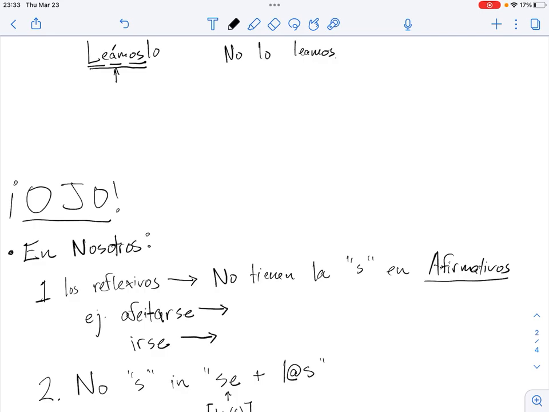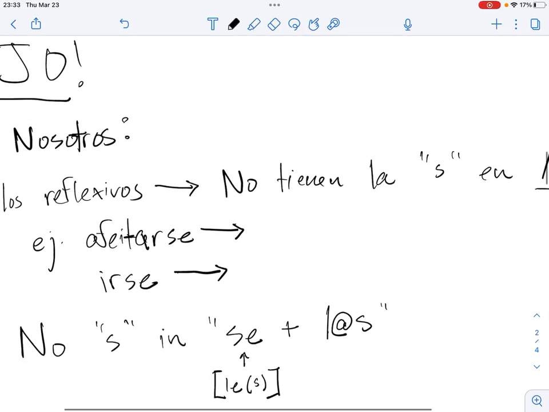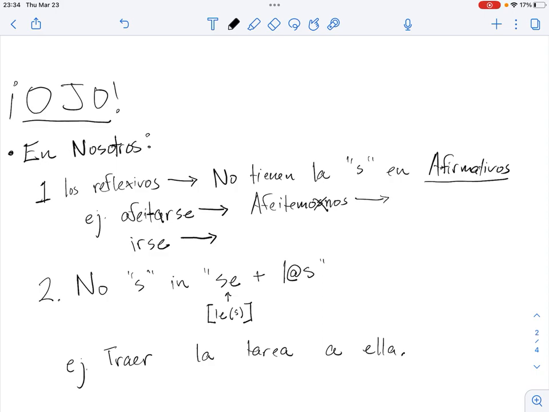So that would be vamos. But we drop it. Afeitemos. What happens to se if it's in the nosotros form? Right, it becomes nos. So it'll be afeitemos nos. We don't like that. So it becomes instead afeitemo nos. And why don't we like that? I don't know. It just sounds kind of weird. You may hear some native speakers include it. Officially, formally, that's incorrect. But just be aware it's something you might hear.